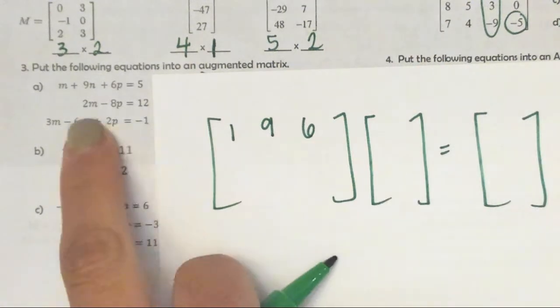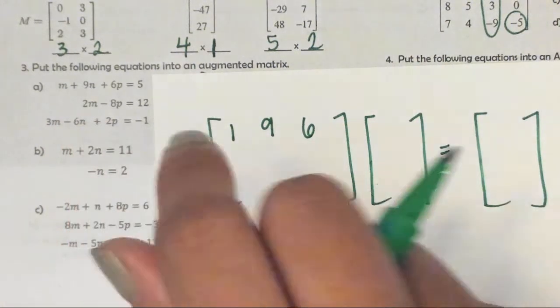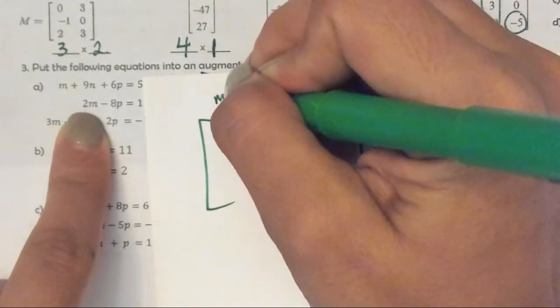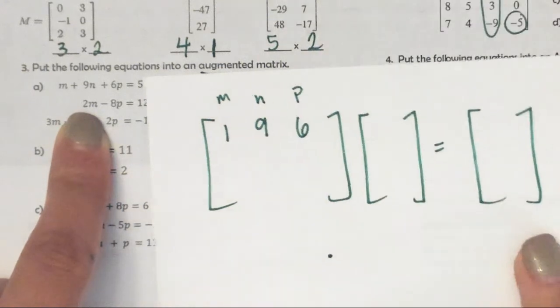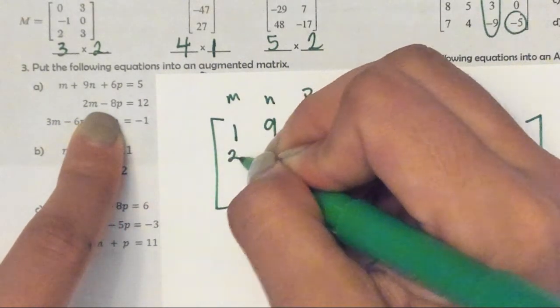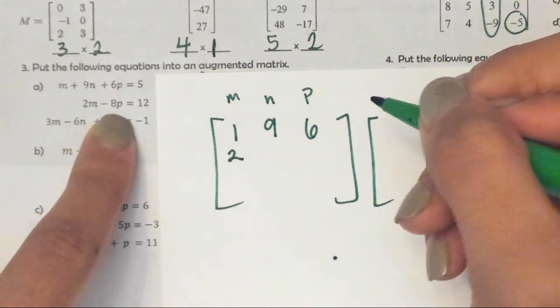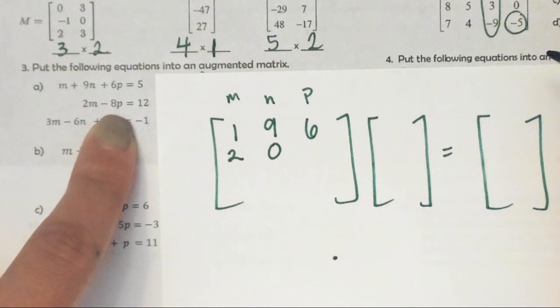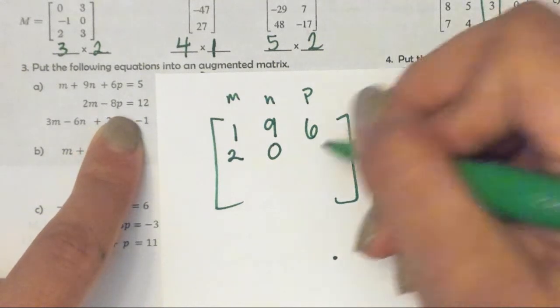Now on this part right here, we don't have all 3 variables, but I have to make sure I line them up. So what is the leading coefficient of M? Remember, we're going M first, then N, then P. So the leading coefficient for the second one is 2. And then for N, since there's no N, you can't just leave it blank, you have to put a 0 in its spot. And then the leading coefficient for P is -8.